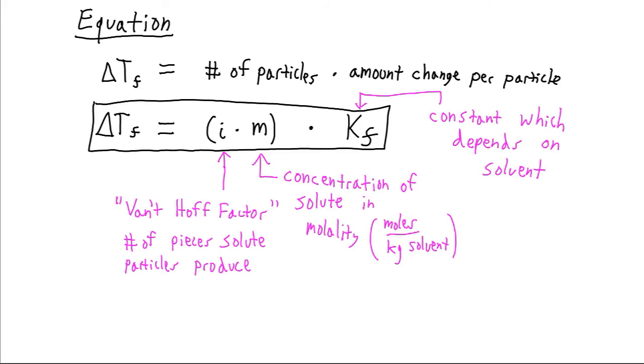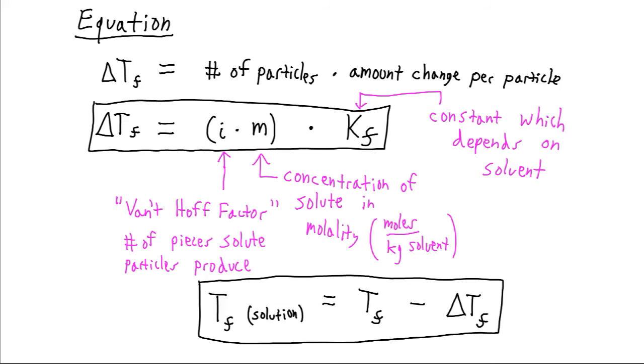Now the amount of change per particle is just our freezing point constant. And since this is a colligative property, this depends only on the solvent. So we'll have to look up that freezing point constant for our particular solvent. And once we calculate the change in freezing point, the last step is to consider what our original freezing point was that we changed. So our new freezing point is going to be equal to our old freezing point for our pure solution minus the change in temperature that we calculated for our depression.